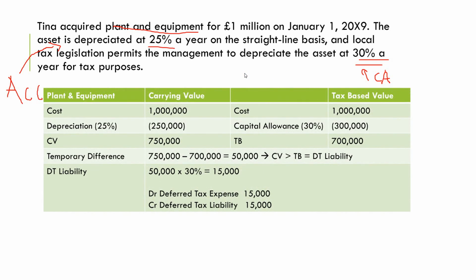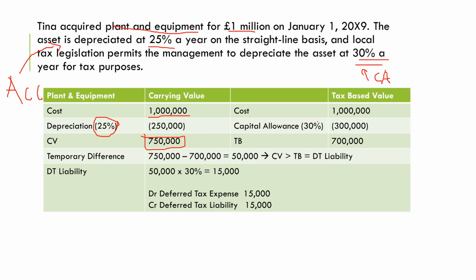You can use a table like this, whereby you can compare the carrying value as well as the tax base value of the asset. So let's look at this one first. Look at the carrying value. Cost is 1 million, given to you directly here, times the depreciation rate of 25%. So this gives you a carrying value of 750,000. So this is the carrying value for accounting purpose.